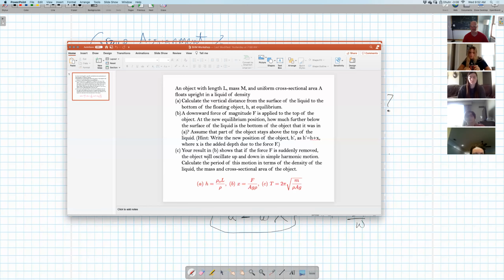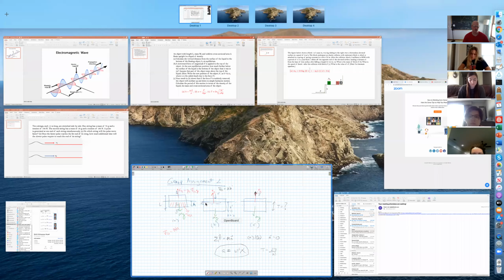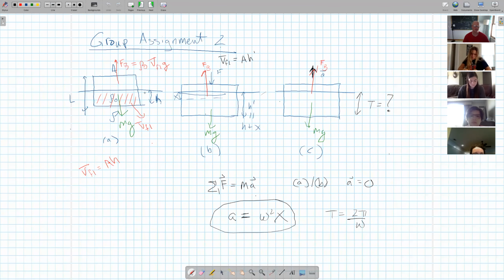Best way I can kind of describe it. So let's look at the free body diagrams for each part. In the first part, for part A, here's our free body diagram. Here's our object, cross-sectional area of A, length of L. This is floating in the water. It's submerged by a height of H, which is this amount, and then it has a volume which is being submerged under the fluid.